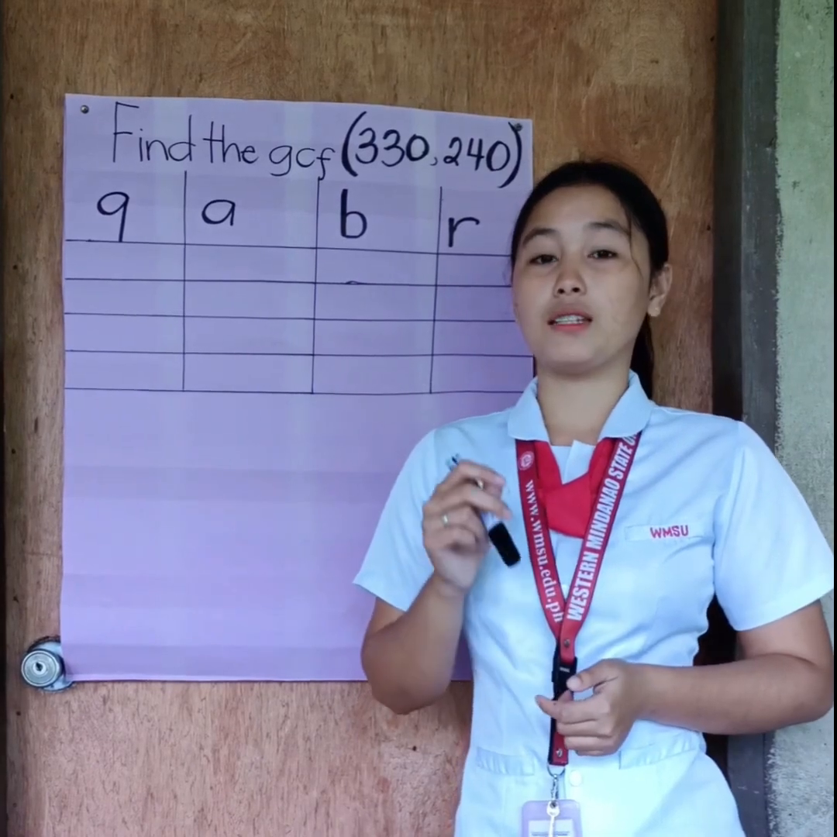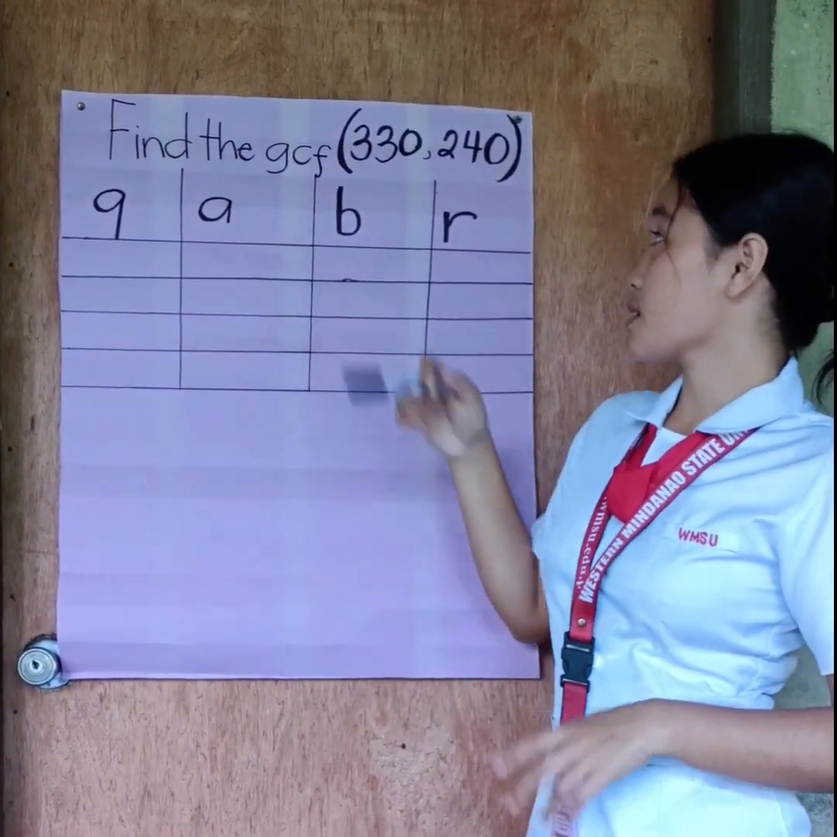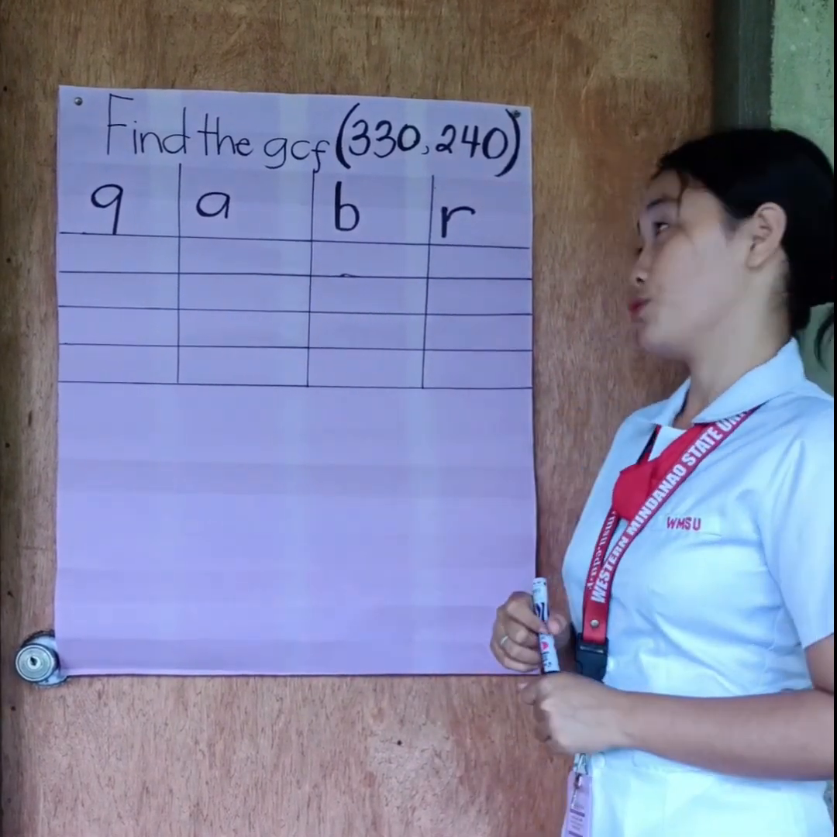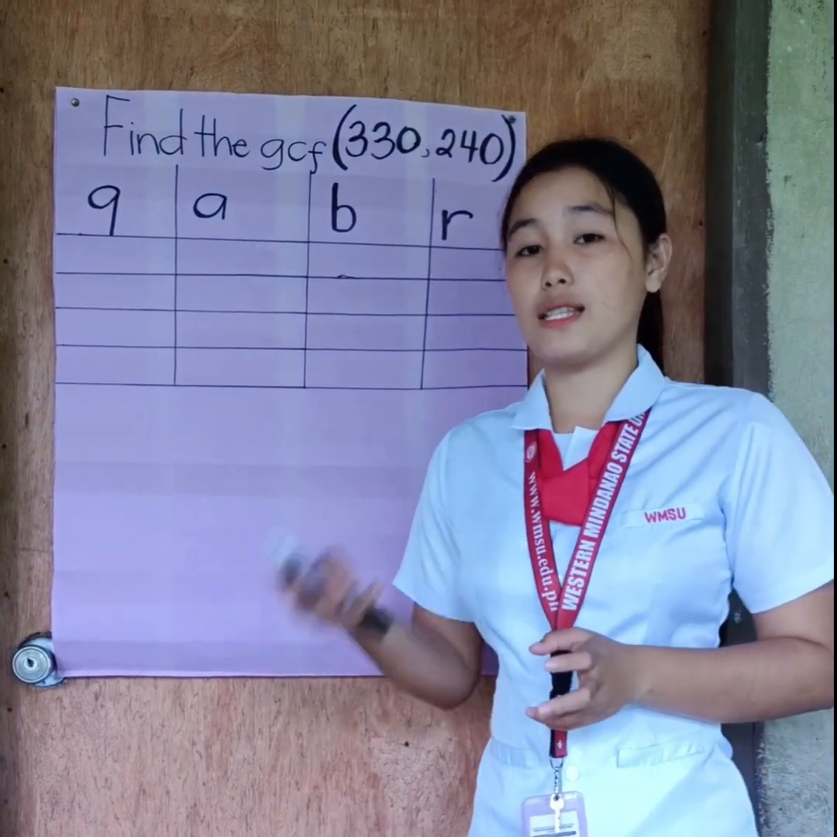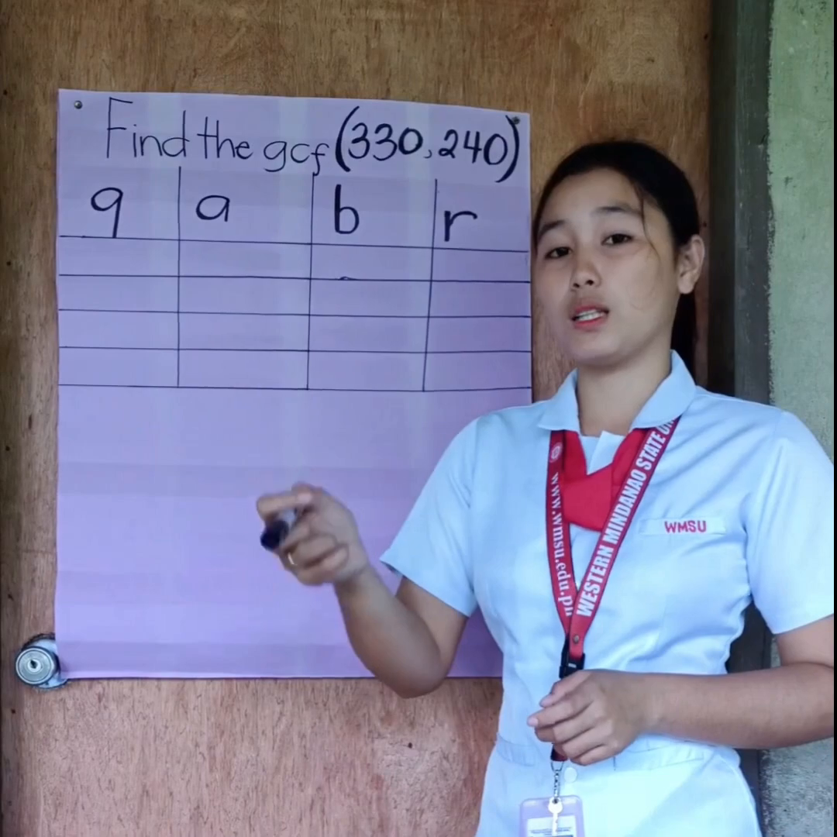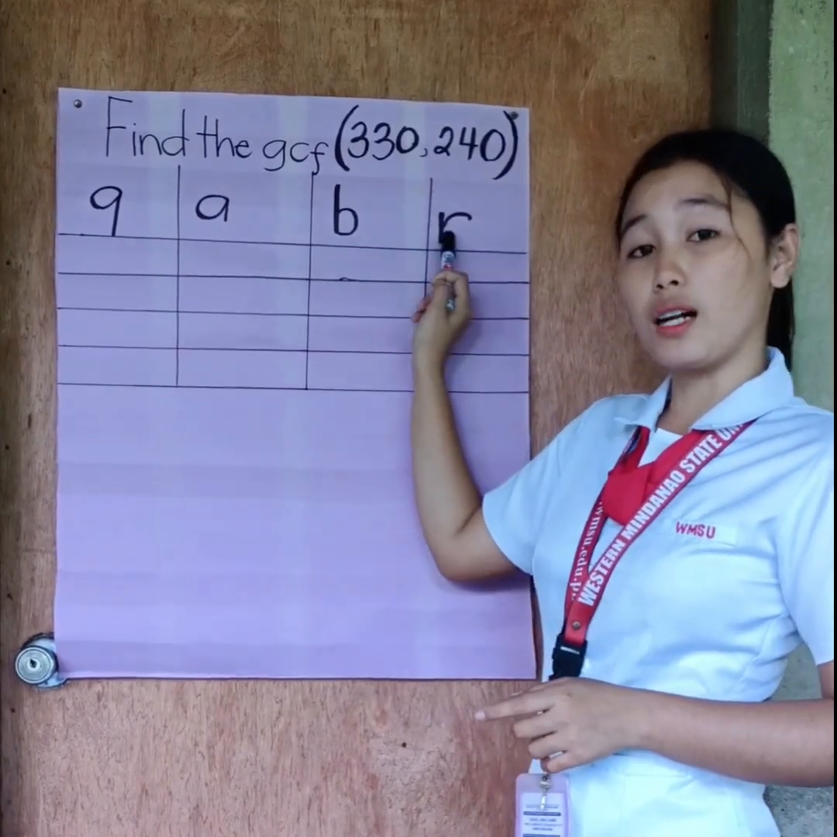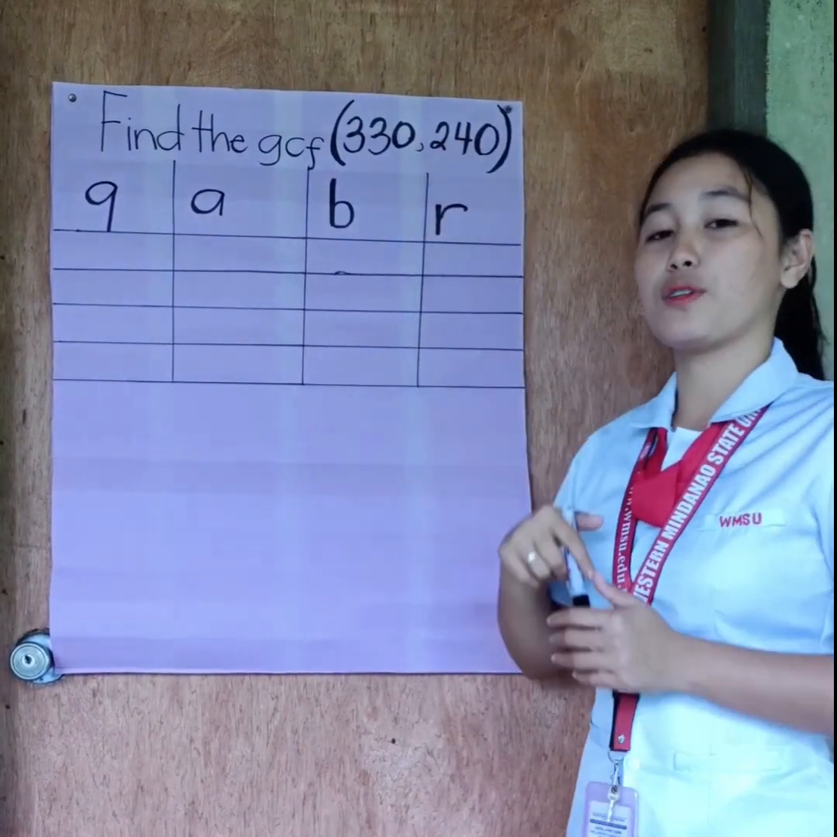Examples in finding the greatest common factor using the Euclidean algorithm. To find the greatest common factor of 330 and 240. In order for us to identify it easily, let's create 4 columns. These columns consist of Q, A, B, and R. So now, let's take these two numbers, 330 and 240.